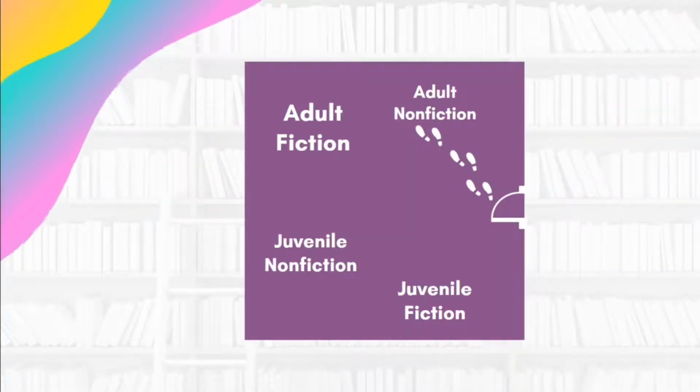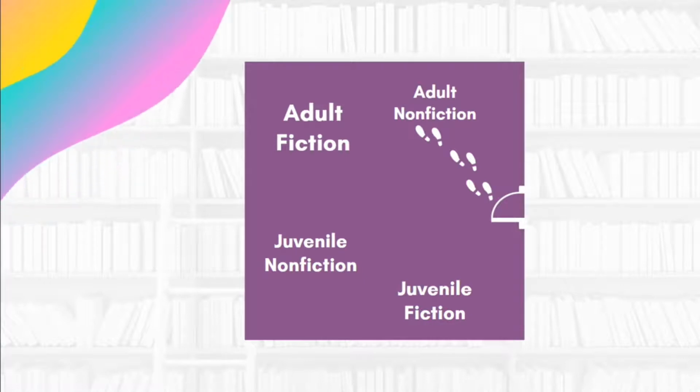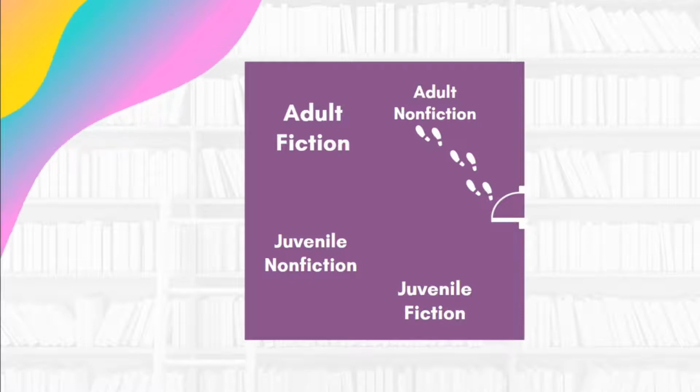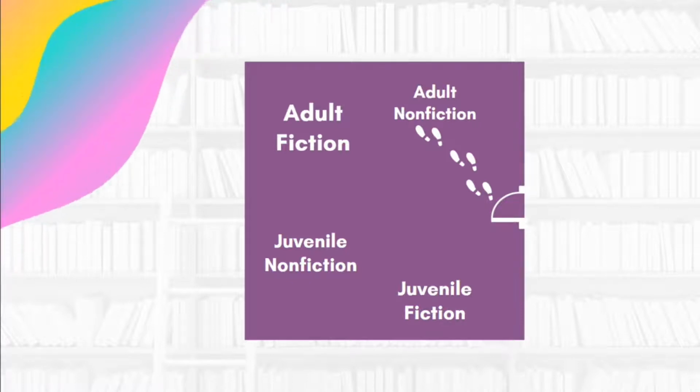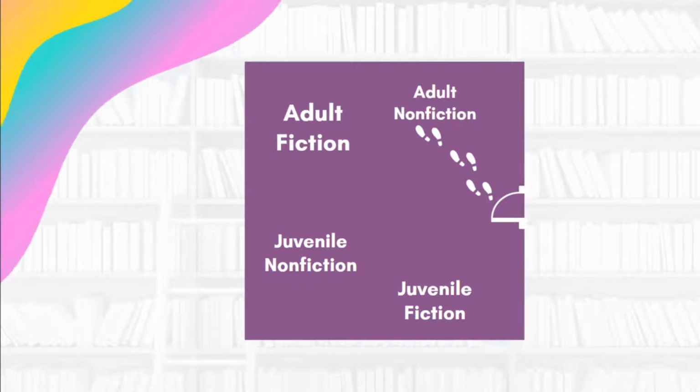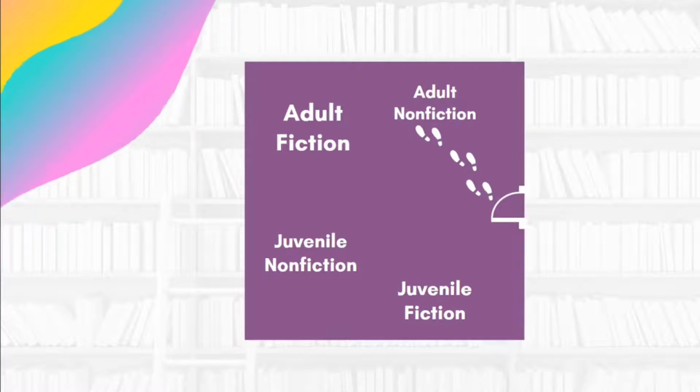So to start out, let's pretend you go into one of our libraries. I wanted to keep it really simple, so I haven't included all the sections you would find in a library, but you can see I have listed 4 here. We have adult fiction, adult nonfiction, juvenile fiction, and juvenile nonfiction. Each of these areas have their own set of genres and topics.